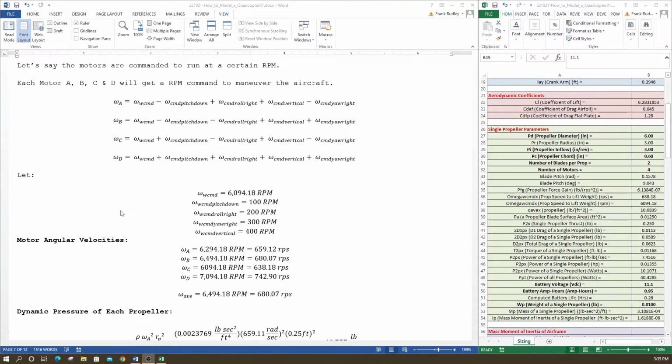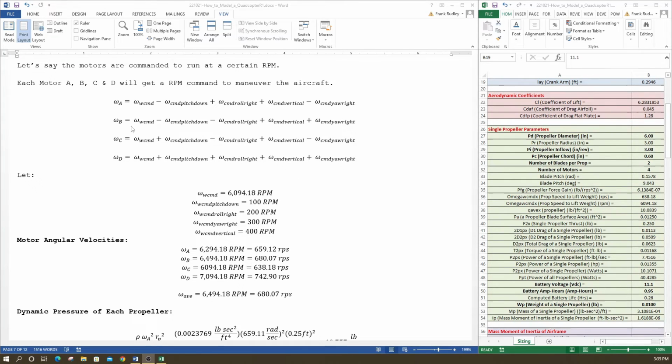So the way the equations work, this is for the individual motors A, B, C, and D. This omega here is a command just to lift the weight. So there are signs here, and this follows what I have to do. I have to reduce the RPM on A and B to pitch down, but increase it on C and D to pitch up. So you can go through and verify these signs here. These are the basic equations you would use for pitch, roll, vertical, and yaw.